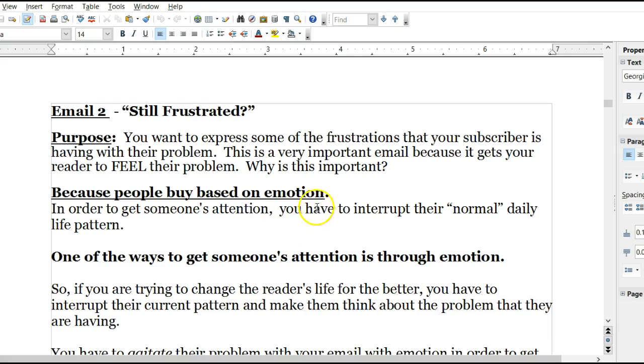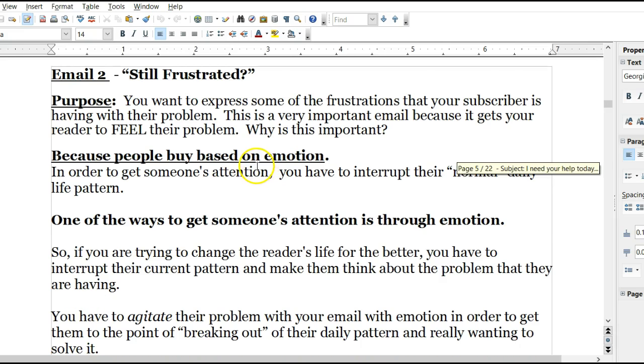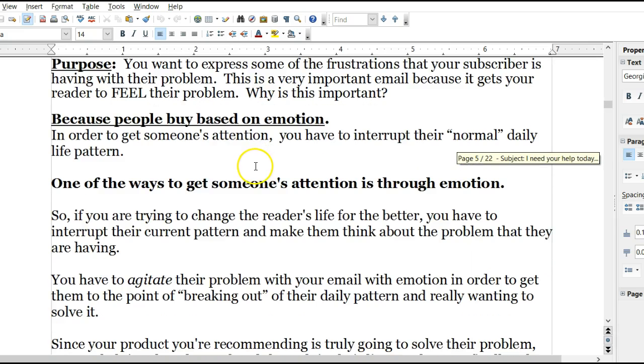And so why is that important? It's real simple. People buy based on emotion. So in order to get someone's attention, you have to interrupt their normal daily life pattern. And one of the ways to get someone's attention is through emotion. So if you're trying to change the reader's life for the better, you have to interrupt their current pattern and make them think about the problem they're having.